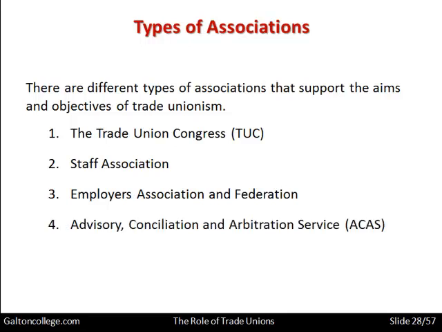Then we have the Advisory, Conciliation and Arbitration Service, known as ACAS. And ACAS exists in the UK to try and bring about solutions to problems when there's an issue between the trade union on the one hand and the employers on the other, and it seems to be intractable. It can't be resolved. There's a big dispute between the two. In this case, ACAS could be involved, and ACAS will get the two sides to come together and try and negotiate a solution.